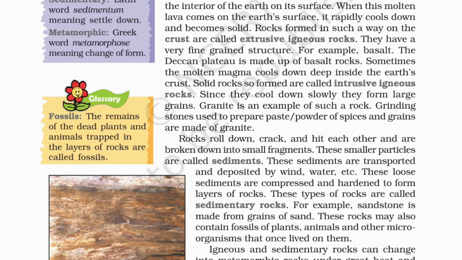These loose sediments are compressed and hardened to form layers of rocks. These types of rocks are called sedimentary rocks. For example, sandstone. Sandstone is made from grains of sand. These rocks may also contain fossils of plants, animals and other microorganisms that once lived on them.